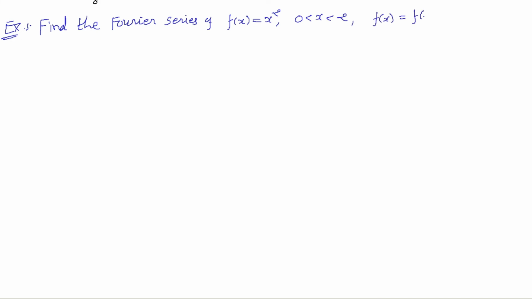Exercise. Find the Fourier series of f of x equal to x square, where 0 less than x less than 2, and f of x is a 2 periodic function for all x.